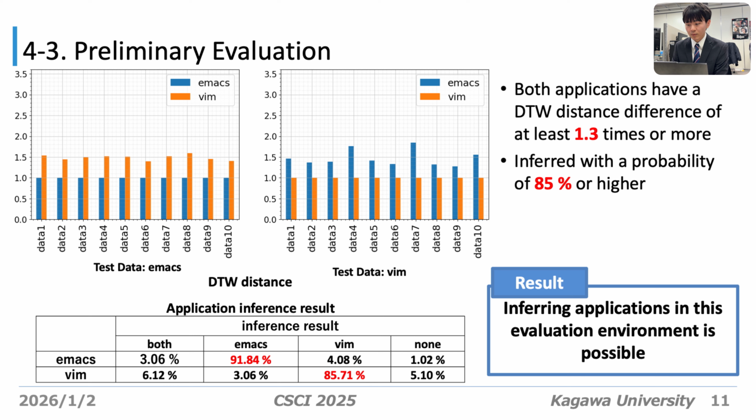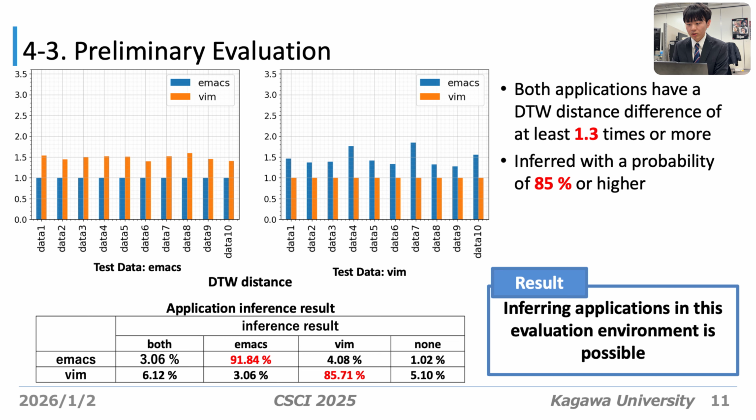For all test data, a DTW distance difference of at least 1.3 times was observed. These results indicate that each application has distinct characteristics and temporal periodicity.